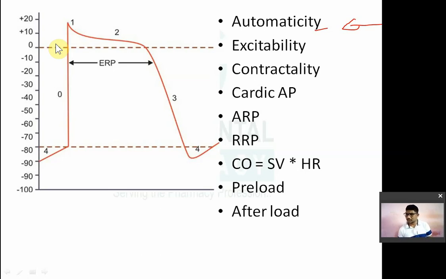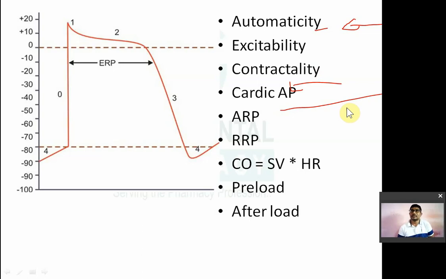Okay, now the fourth term is nothing but the cardiac action potential. So what do you mean by cardiac action potential? When the SA node generates the impulse, it will transmit the impulse through the AV node and Purkinje fiber. That impulse will reach the myocardial muscle of your heart. Okay, at that time what will happen?